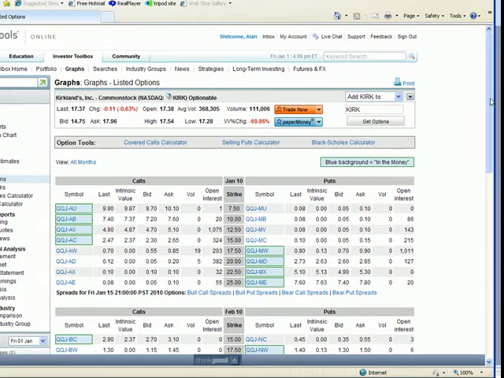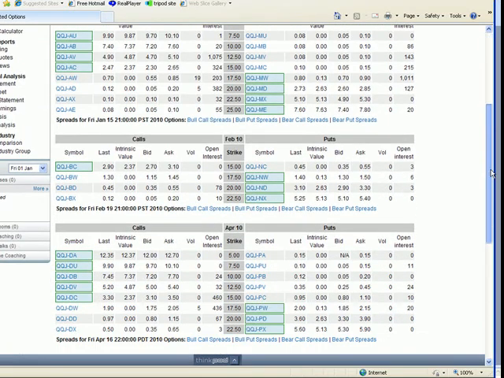So what we're going to do is look at the February expiration. We scroll down to February and take a look at the strike prices that are available. Since the stock is trading at $17.37, we'll look at the 15, the $17.50, and the $20 out of the money strike.